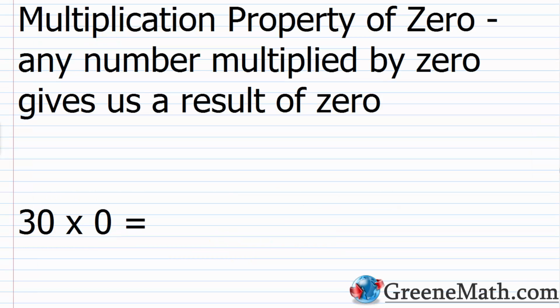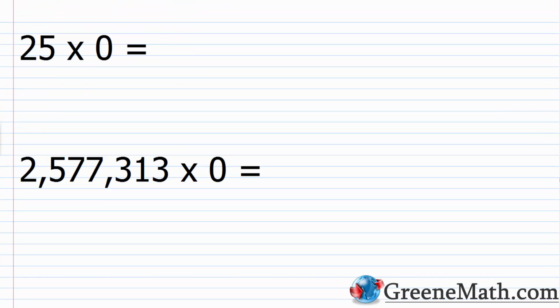Okay, so probably just as easy, the multiplication property of 0 tells us that any number multiplied by 0 gives us a result of 0. So when we start out with 30 times 0, what's the result? It's 0. 25 times 0, the result is 0. 2,577,313 times 0, the result is 0.